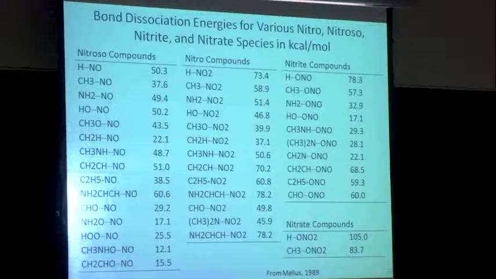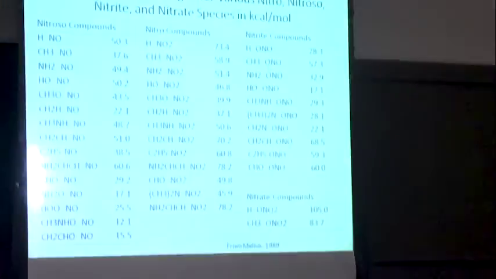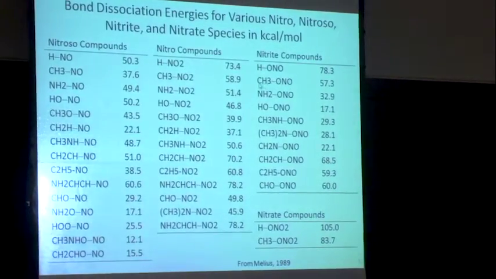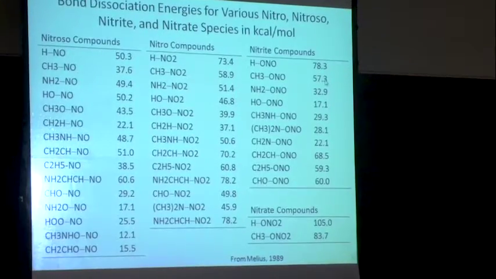Okay, so you can look through this, you can see the values change drastically, and it's kind of interesting. For example, if I look at nitromethane here, CH3NO2, the bond energy for breaking the CN bond is about 59 kilocalories per mole. If I go over and look at its isomer, CH3ONO, and look at the CO bond breaking, it's very similar, about 57 kilocalories per mole.